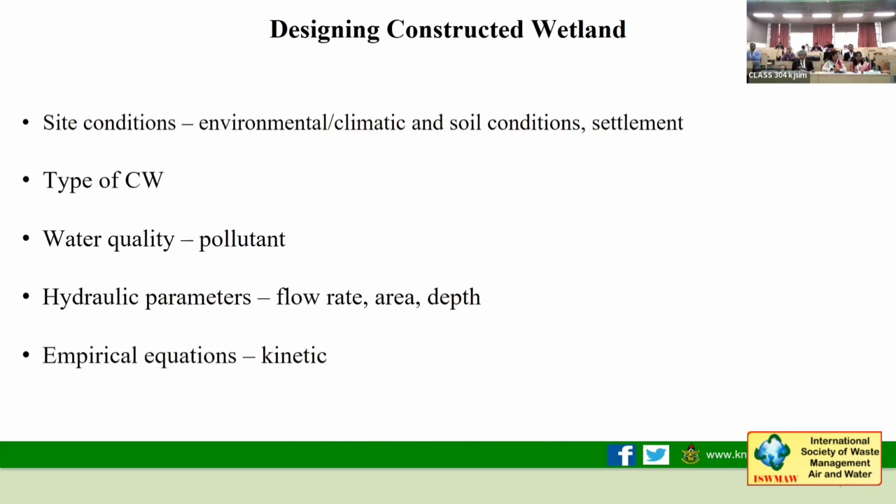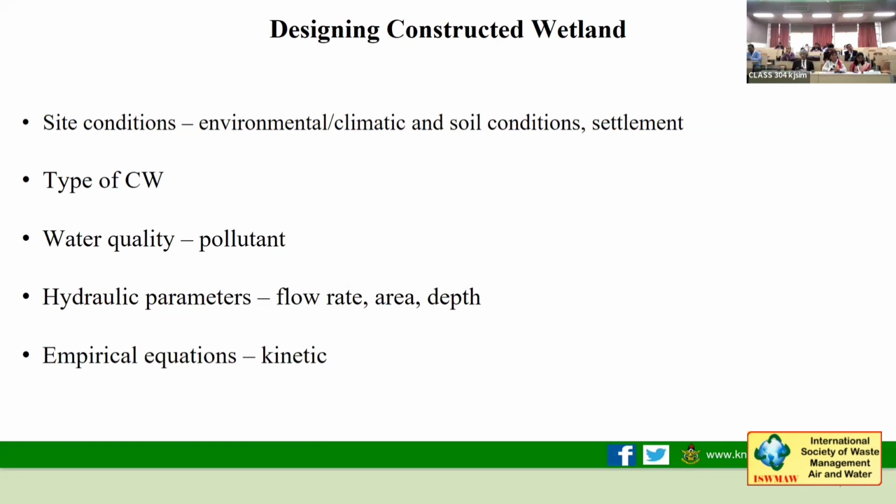For the design of the wetland, there are some parameters that need to be considered. And these are the parameters cited here. One is site condition, where you look at the environmental factors like underground water seepage, climatic factors like temperature and rainfall, then soil factors like the topography of the land, the type of soil.